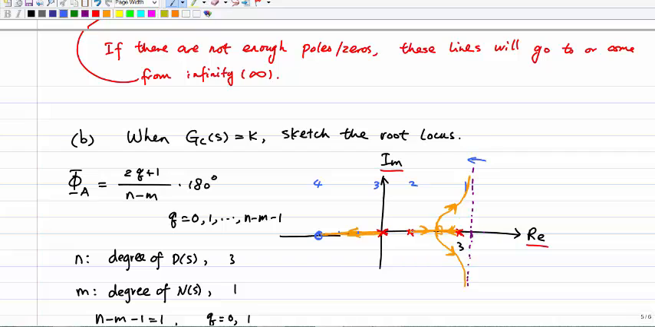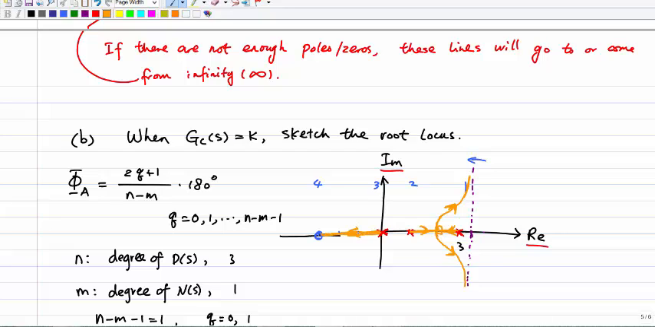You should stop over here, because to the left of an even number it wouldn't apply. So this is root locus, and this is also root locus. This is odd number 3, right? To the left of this odd number, this is root locus.